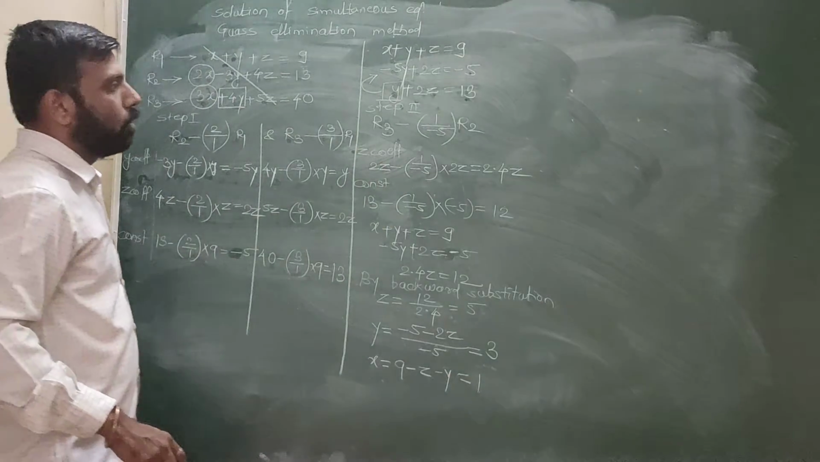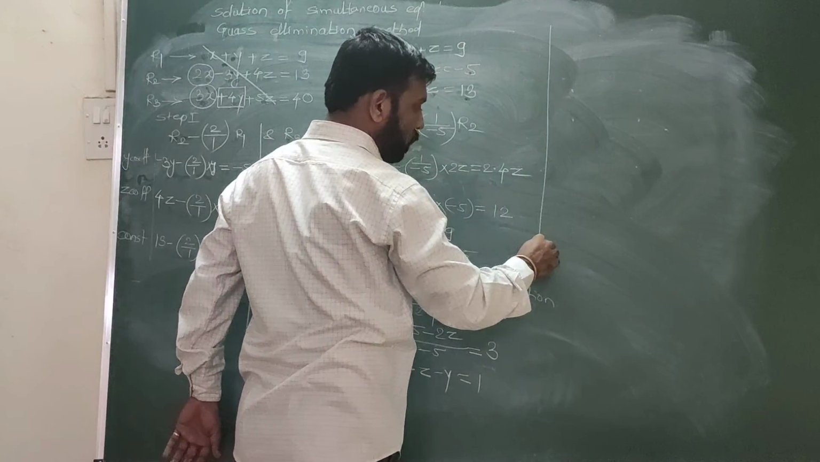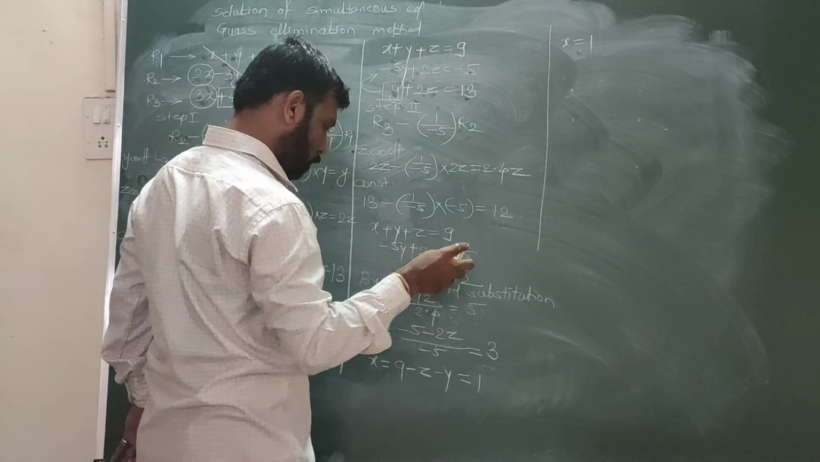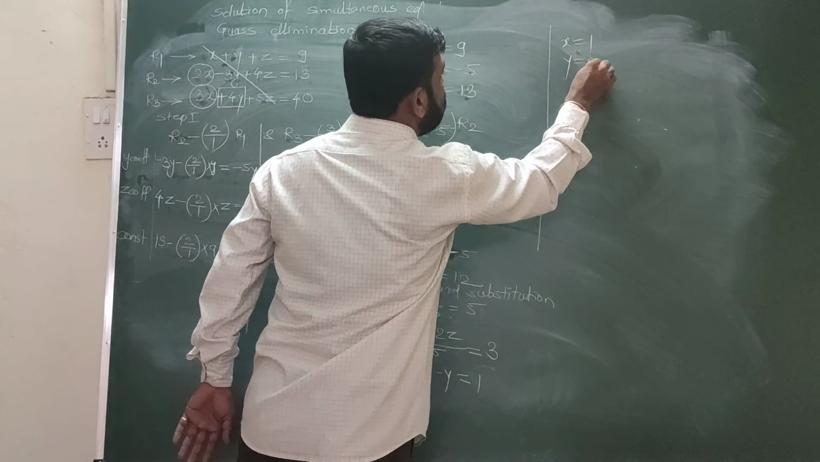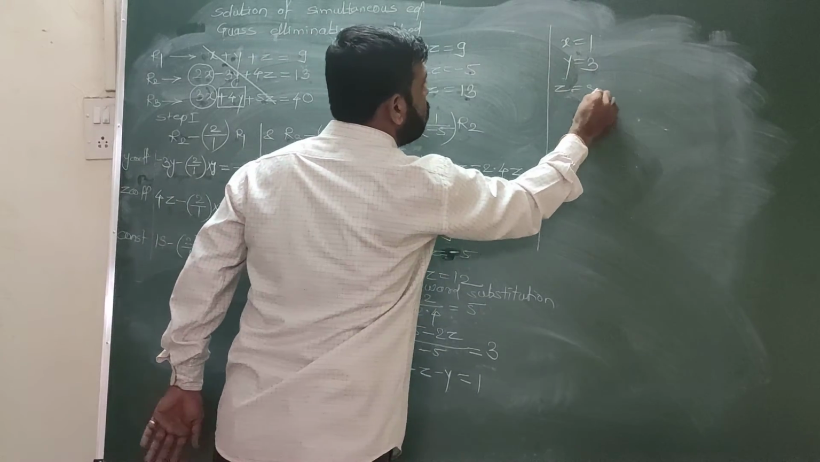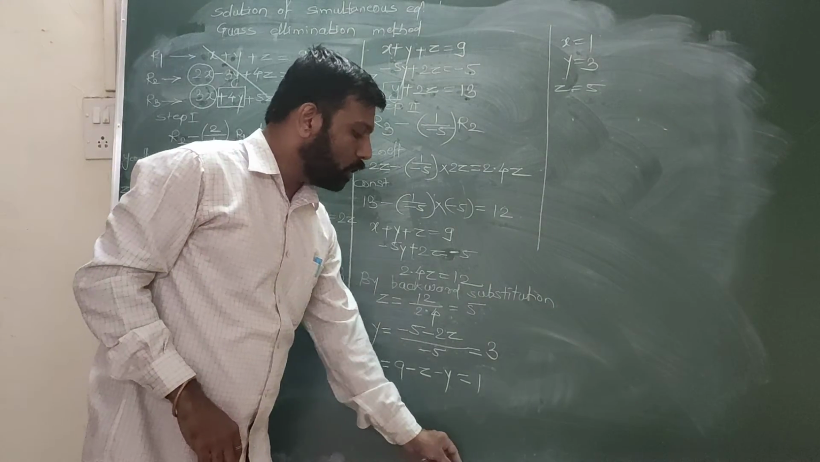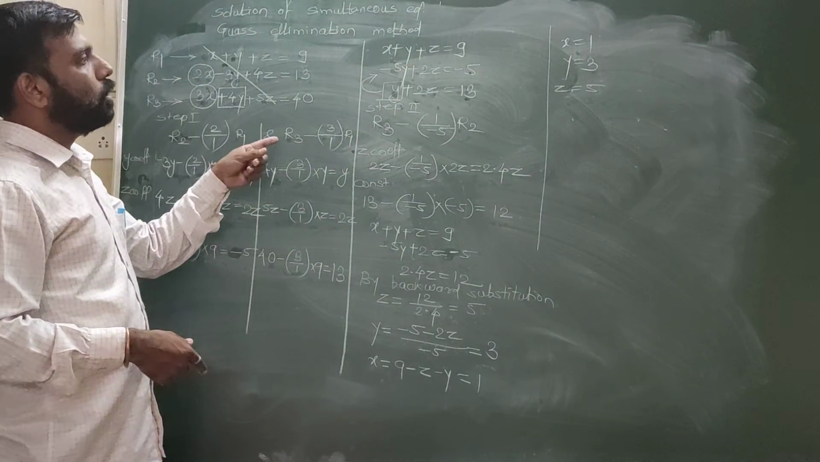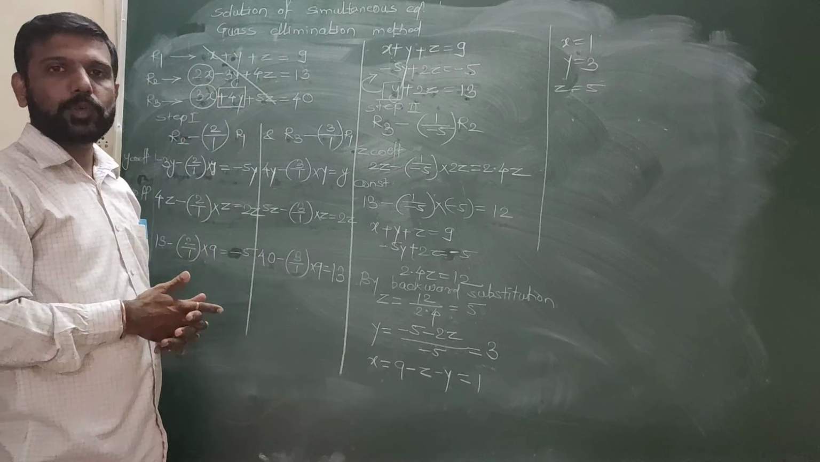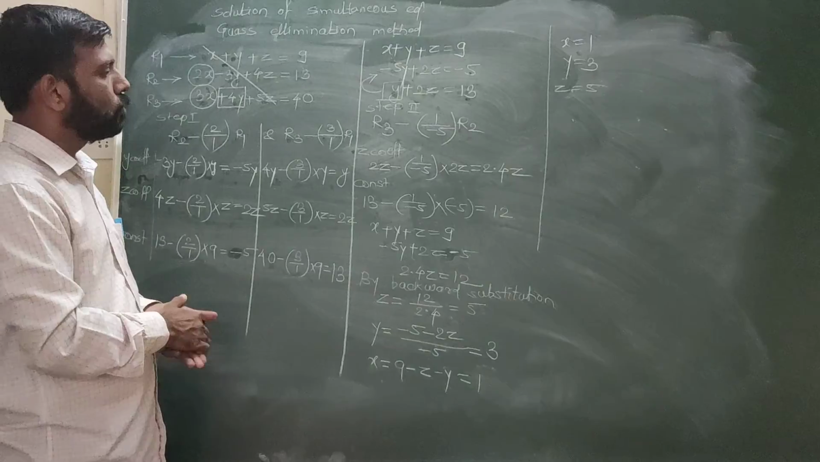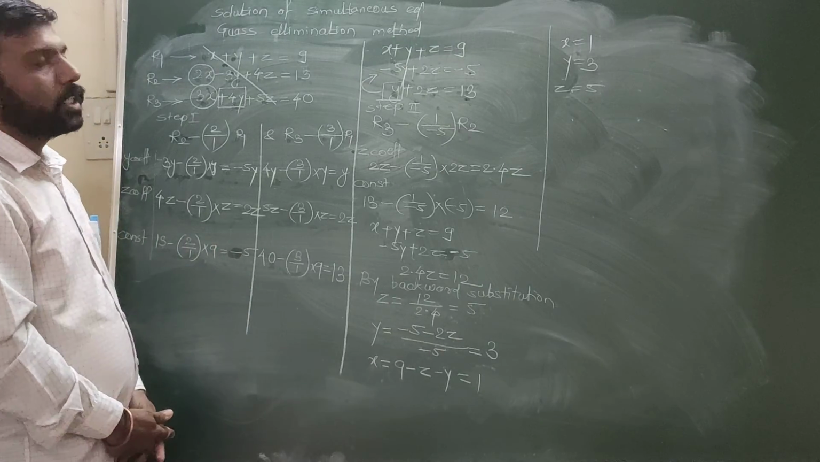So we got the unknown values: x equals 1, y equals 3 and z equals 5. So we found, by using the Gauss elimination method and the backward substitution method, the values of the unknowns x, y, z. So this is the Gauss elimination method.